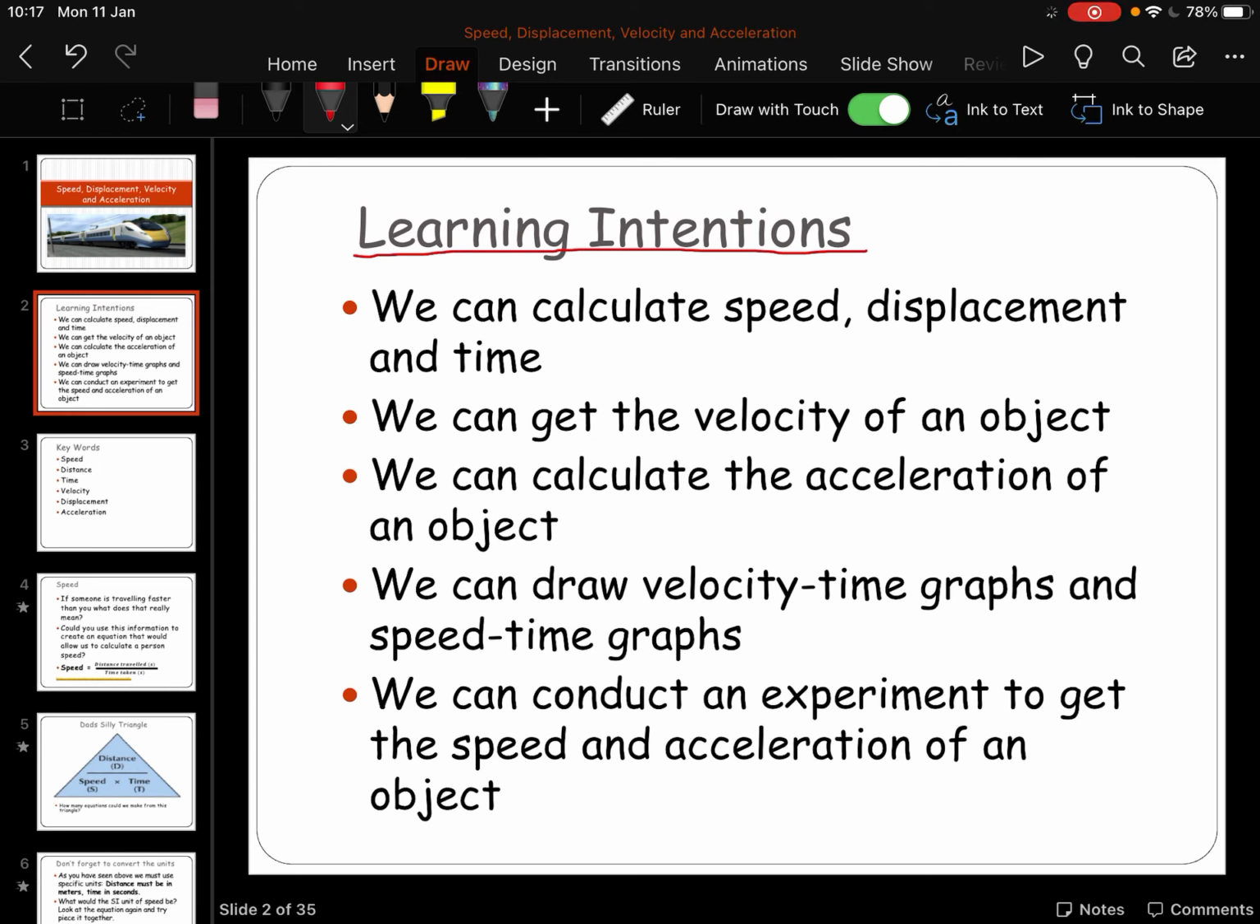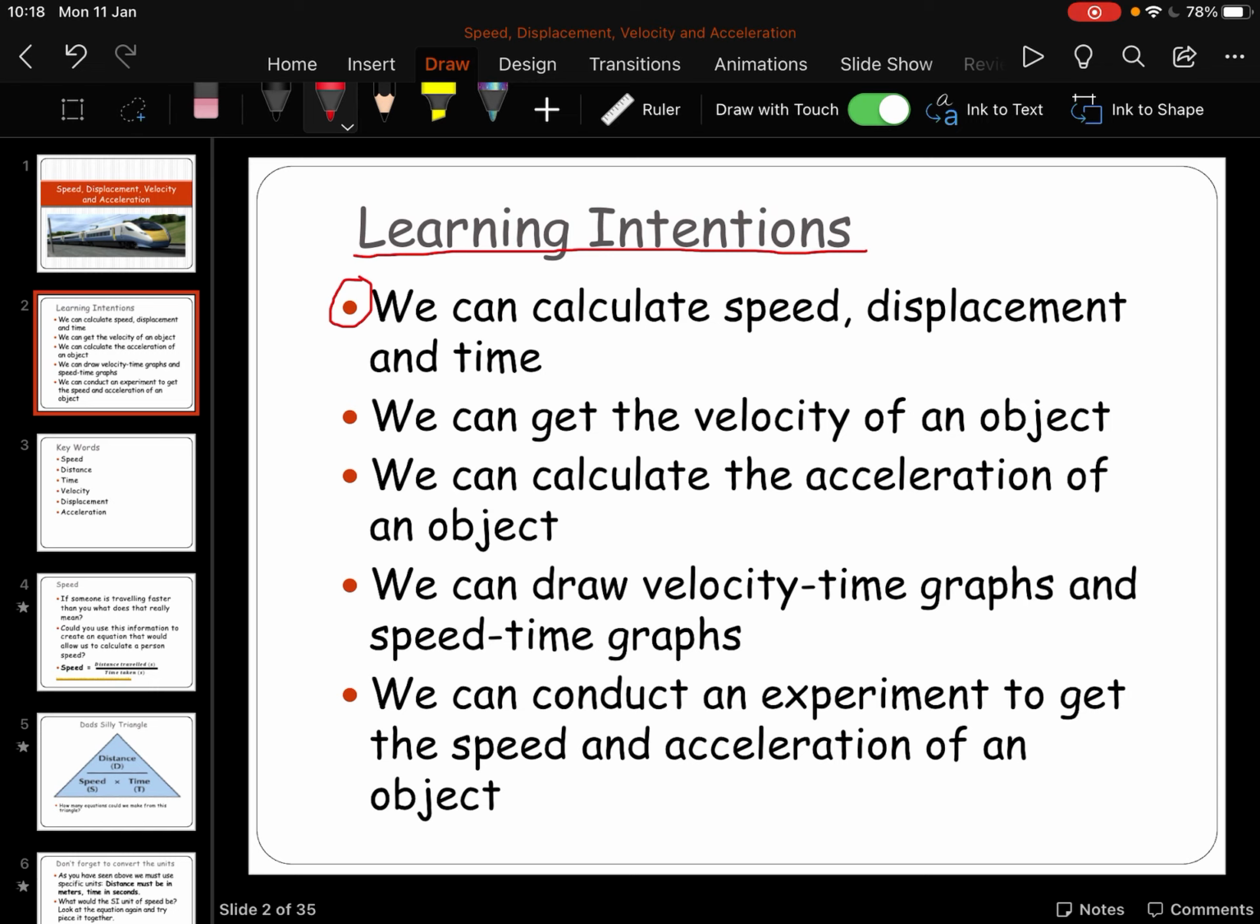So the first one, we will calculate speed, displacement, and time, okay? So what I mean by that is that these three are linked, okay? Your speed is related to your displacement and time. Your time is related to your speed and your displacement, and your displacement is related to your speed and your time. And what we're going to discover is how are they all related, okay? And then from that, how you can calculate each. So if you know two of the three, you can calculate the third one, okay?